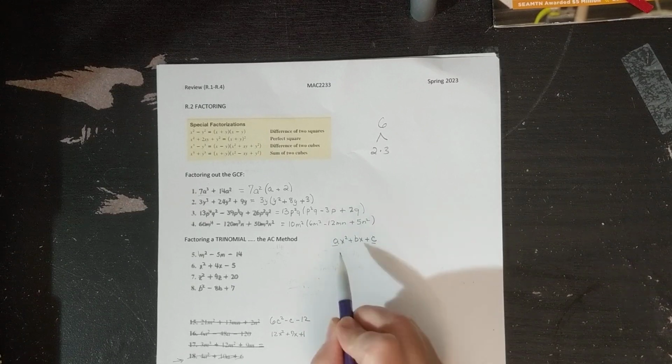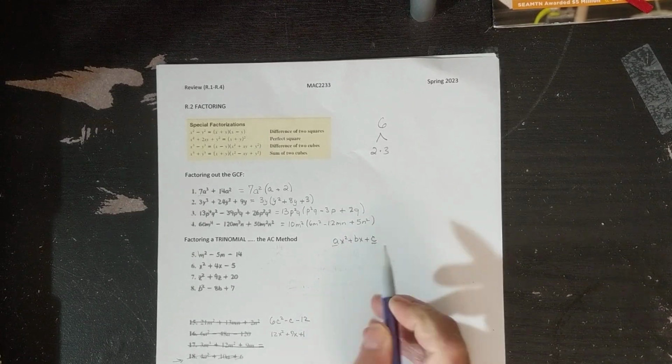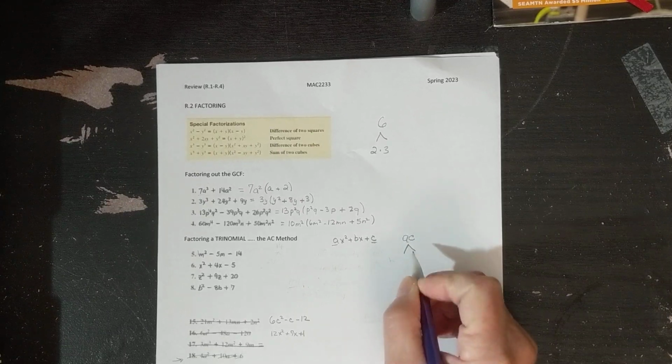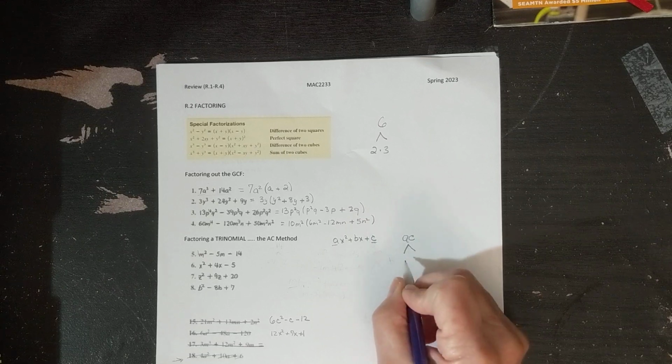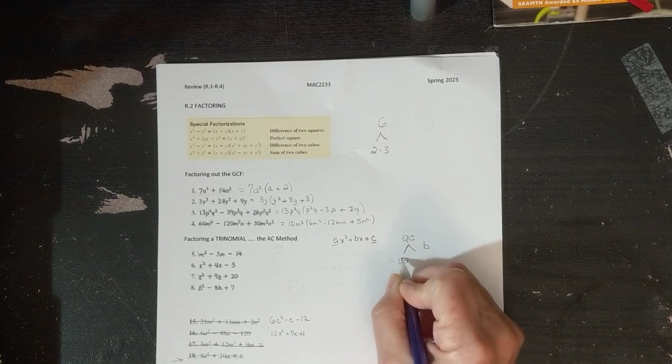is take the coefficient of the first term, a, and multiply it by the constant term, a times c. You want to find two things that you can multiply together to get the number a times c, but that will add up to be b. So this is our goal.